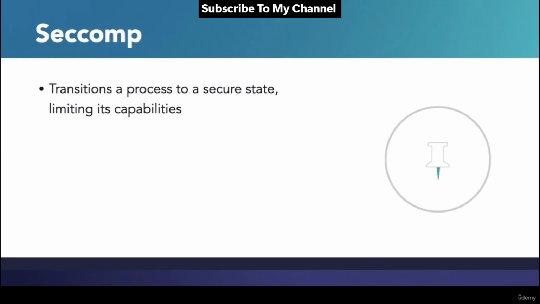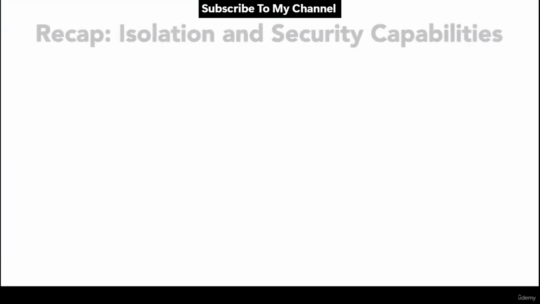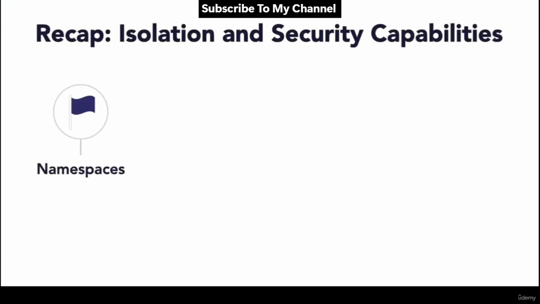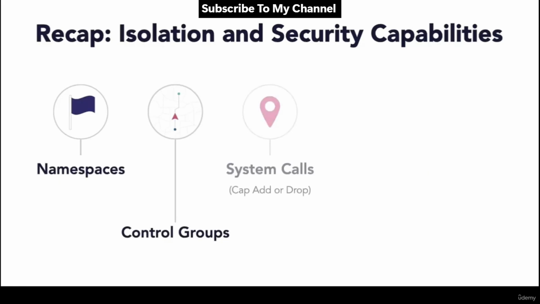Seccomp is a capability in Linux that allows the processes running in user space to transition into a secure state and restrict the use of system calls to an extremely limited set, thereby limiting the Linux kernel attack surface. So to recap, namespace, not to be confused with Kubernetes namespace, is a Linux kernel feature that provides isolation of processes. C groups provide resource limits.